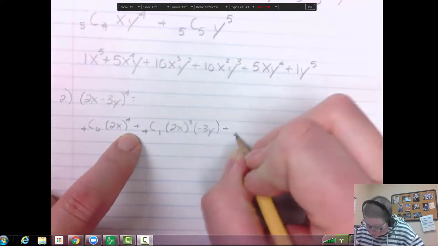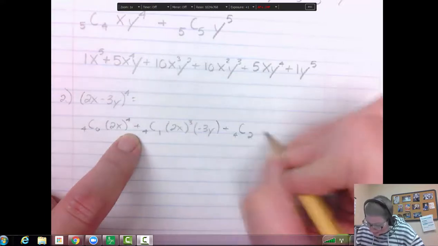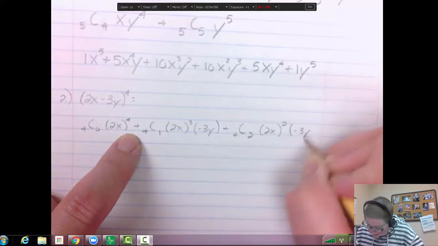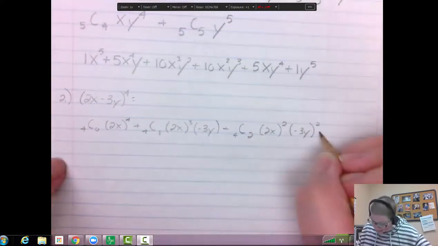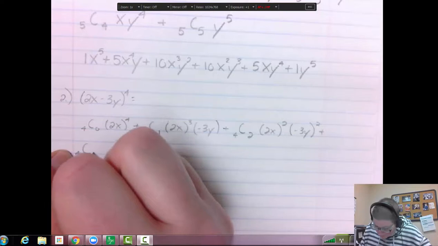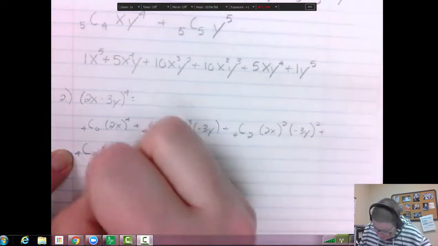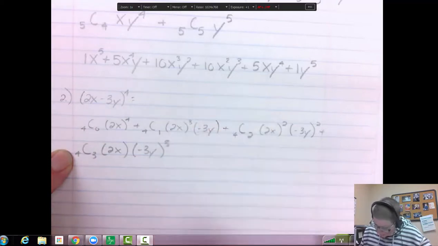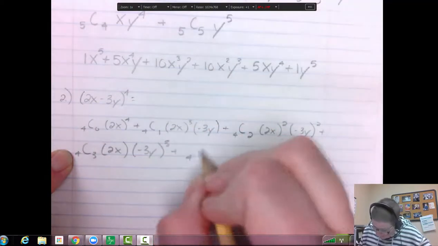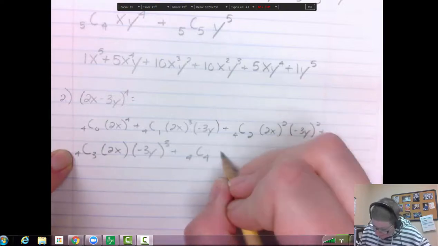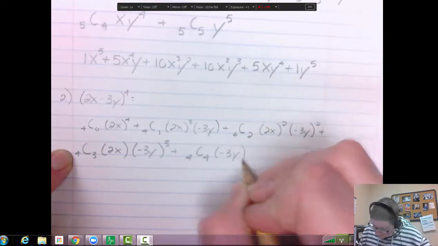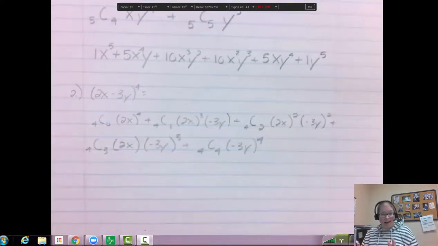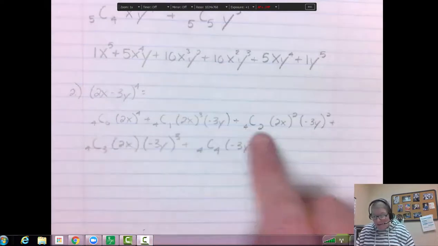Plus now we're going to do 4 choose 2, and that's going to have 2x to the 2nd, and then negative 3y to the 2nd, plus 4 choose 3, and now this one will just be 2x, and then negative 3y to the 3rd, plus the last one, 4 choose 4, and 2x is now gone, and I just have negative 3y to the 4th. Whew, ugly, but I don't want to calculate out all these chooses.